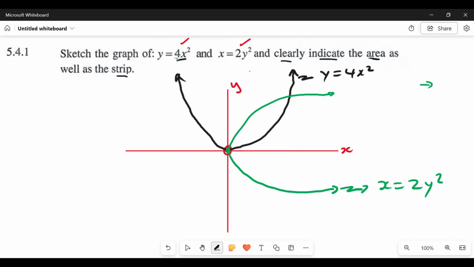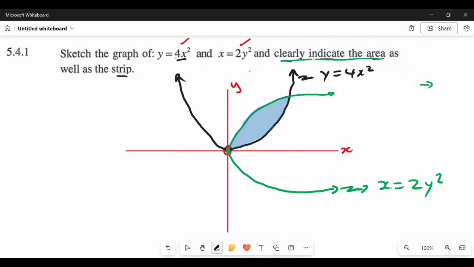Now we managed to draw these two graphs here. Now it's time for us to clearly indicate the area. In order for you to indicate the area, it is between these two graphs. So this is the area that they're talking about here.